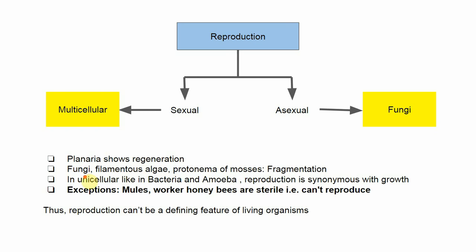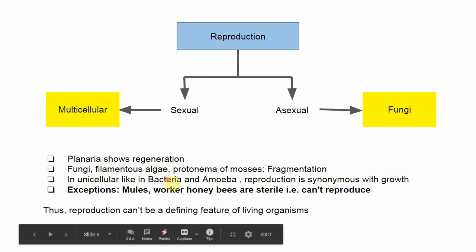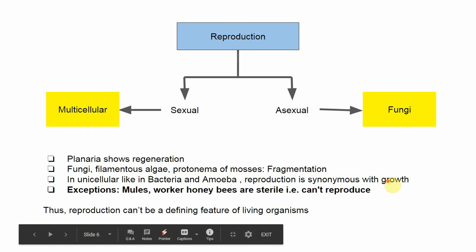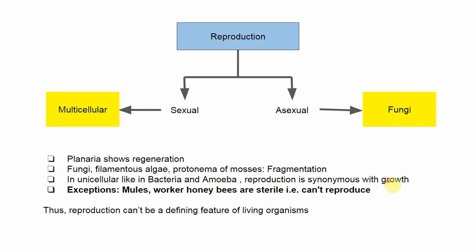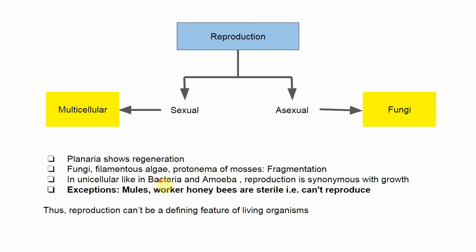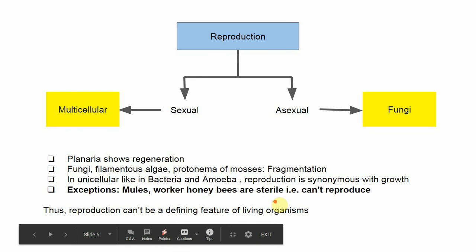Right? Now, in the case of unicellular organisms such as bacteria or amoeba, reproduction is synonymous with growth, because that is what we said in the case of growth, right? Growth means mainly increase in the mass and or also increase in the cell number. So in the case of bacteria, even amoeba, you can see that with every cell division, the number of bacteria is also increasing, and hence we can call it as growth. So now, even in the case of reproduction, we cannot call reproduction as a defining feature of living organisms.